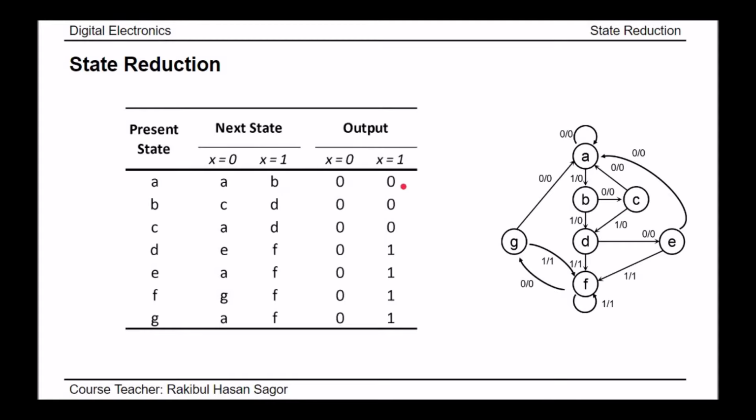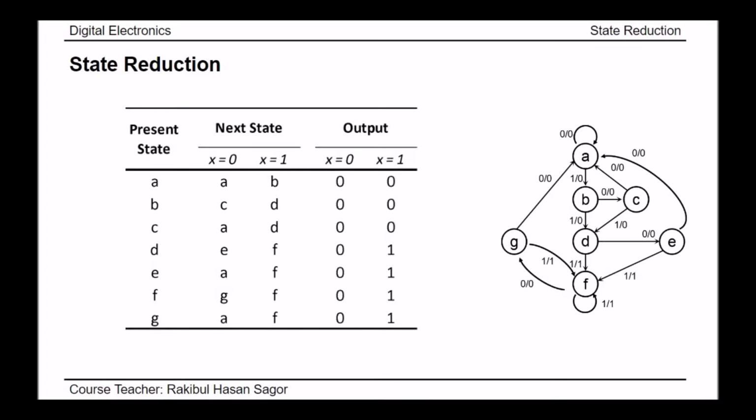By now, from the knowledge of previous lectures, I hope you will be able to produce this state table from the state diagram. This is nothing but another representation of this state diagram. So go for each state. If the present state is B, then what will be the next state for x equal to 0 and x equal to 1, and what is the corresponding output for x equal to 0 and x equal to 1. In this way, if we keep plotting, we'll get this state table. Here from the state table we can see we have 7 distinct states: A, B, C, D, E, F, G.